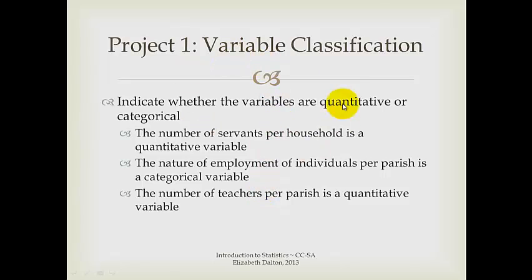As far as variable classification, one of the other requirements of the project, I'm going to indicate whether the variables are quantitative or categorical. The number of servants per household is a quantitative variable. If I'm able to find information about the employment of individuals in an interesting way, that would be a categorical variable. But the number of teachers per parish is a quantitative variable.